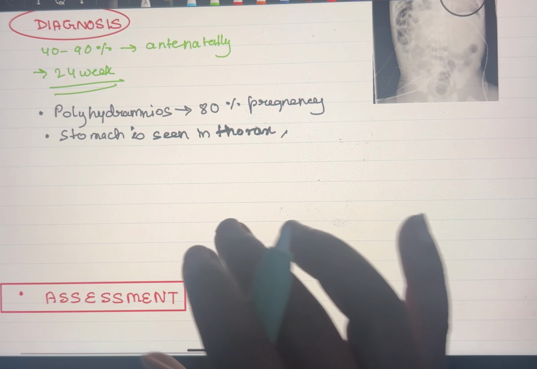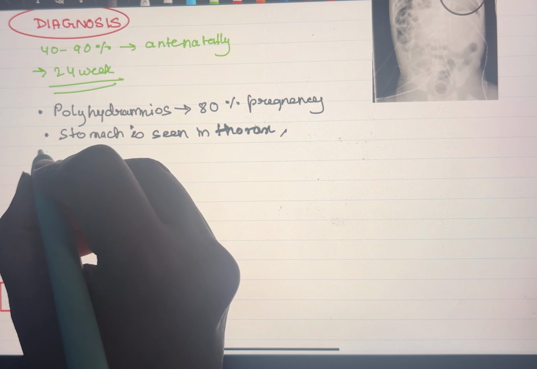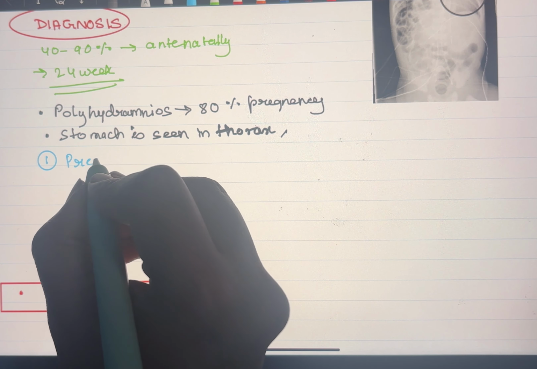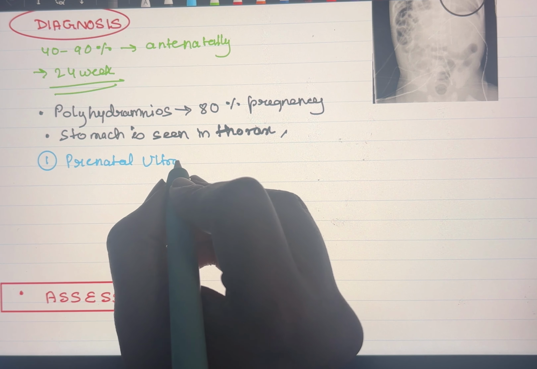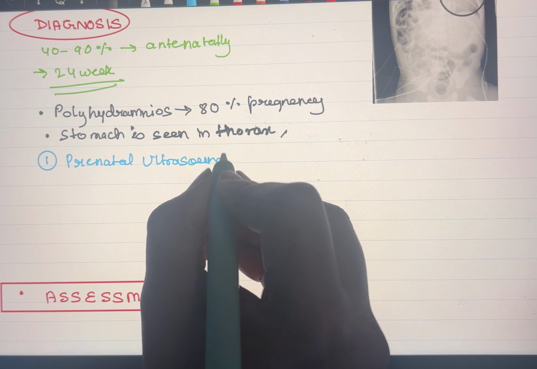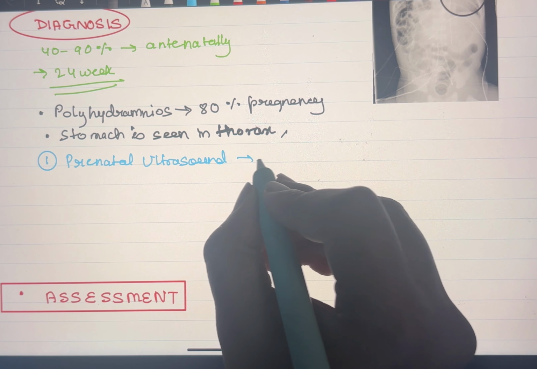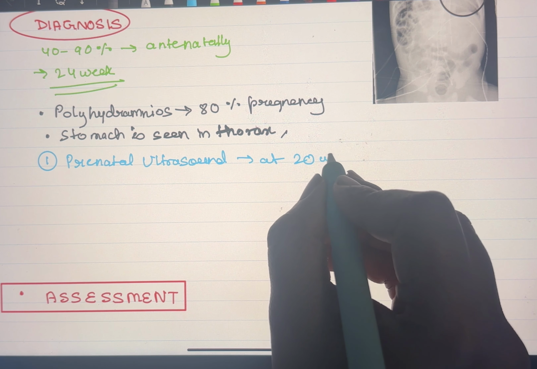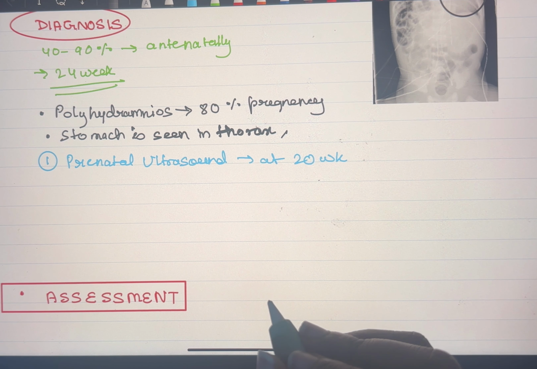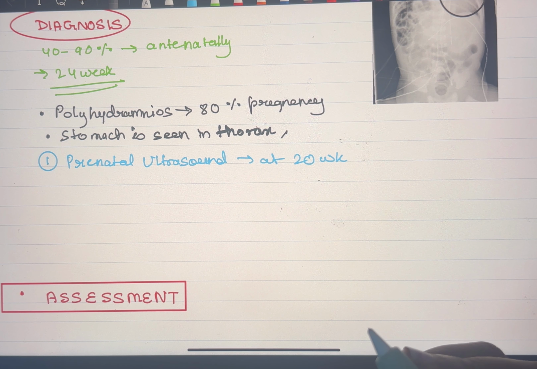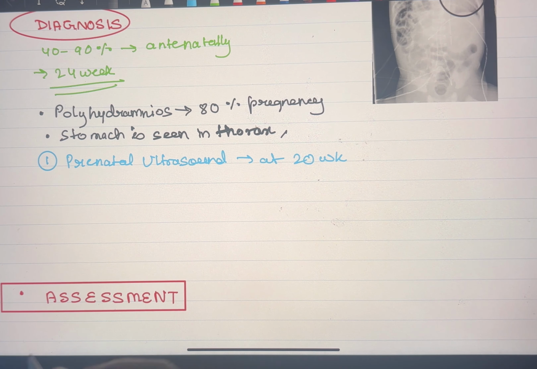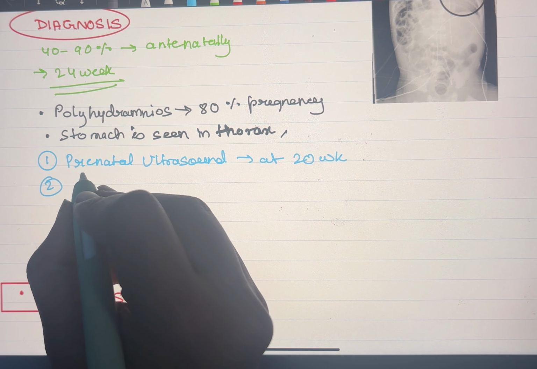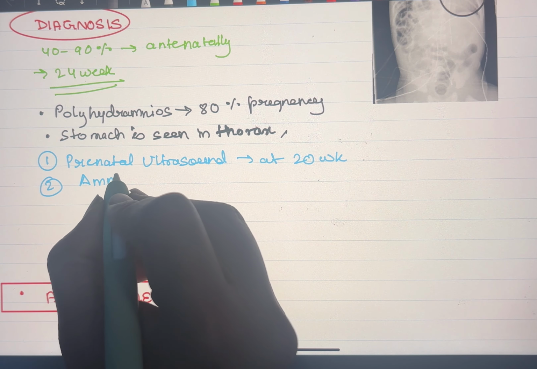So what are the tests that we do? Number one is prenatal ultrasound. At approximately 20 weeks, we can identify the congenital diaphragmatic hernia. There may be absence of diaphragm, and intrathoracic pressure is much higher than the abdomen because of the abdominal viscera.